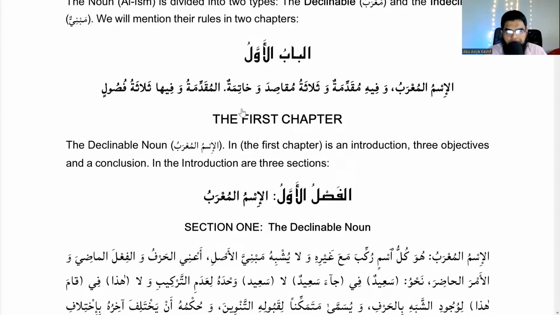The first chapter. So where are we? We are in the intro. So intro, the first chapter. This is the first chapter. Correct? Okay. The declinable noun, al-ismul mu'arab. In the first chapter is an introduction, three objectives and conclusion. In the introduction, there are three sections.